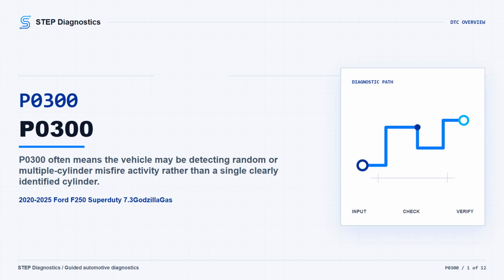Broadly, the fault area can be ignition, fuel, air and vacuum leaks, exhaust restriction, engine mechanical condition, basic maintenance items, or the electrical side that supports those systems. Treat any related codes as context, not as a parts list.